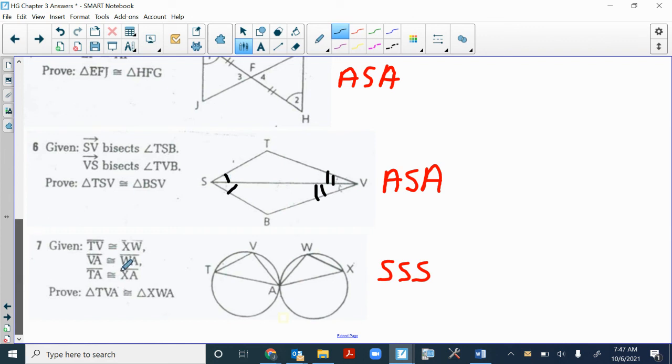And then the last one, TV is congruent to XW. VA is congruent to WA. And then TA is congruent to XA, all given information, and that is all 3 sides given, which right away we don't have to do any extra work. We know that those 2 triangles are congruent by side, side, side.